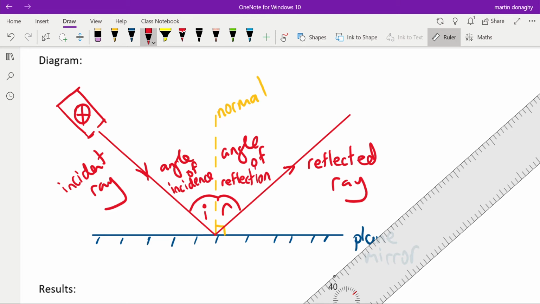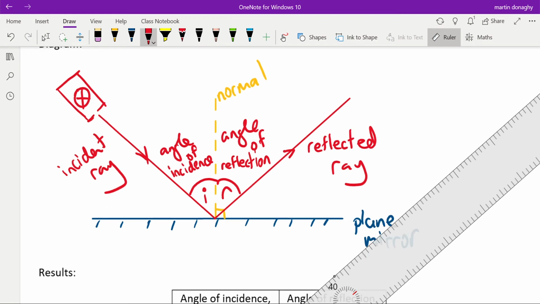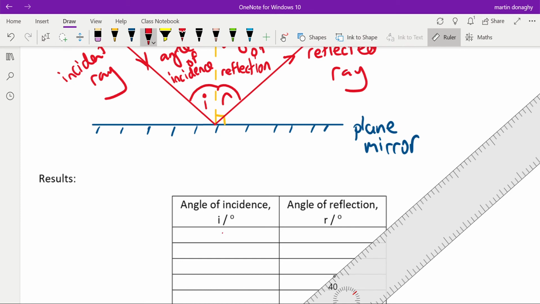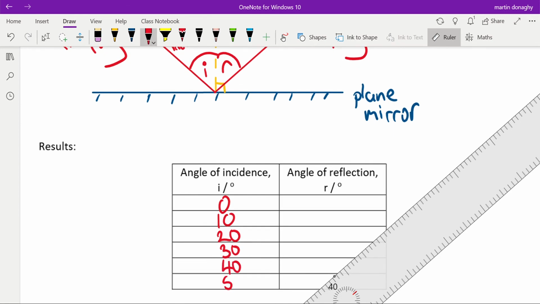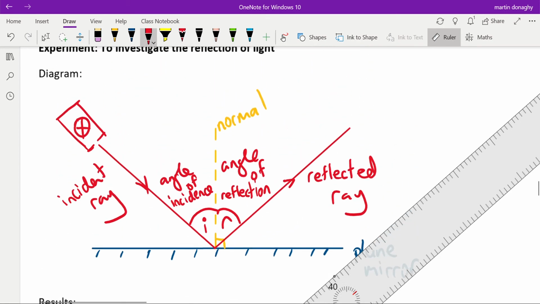What we will do in this experiment is we always think about what is the independent, dependent, and control variables. In this case, the thing we're going to change is this angle of incidence. So we might start off with an angle of incidence of 0, then up to 10 degrees, 20 degrees, 30 degrees, 40 degrees, and 50 degrees. So what I would do is I would draw a line that is at 0 degrees to begin with. I would then shine my ray along that line, so I'd have to have measured that using a protractor.